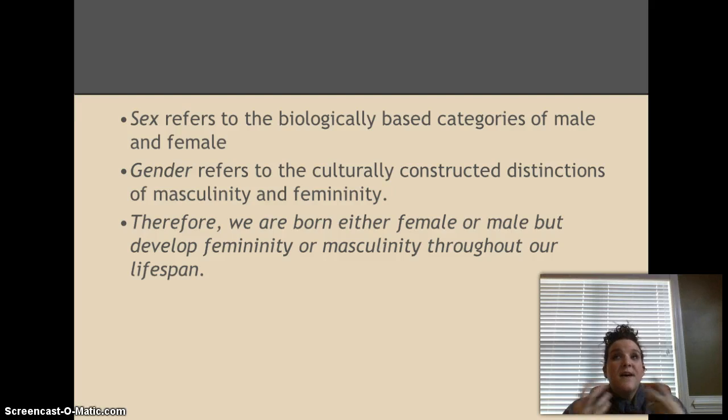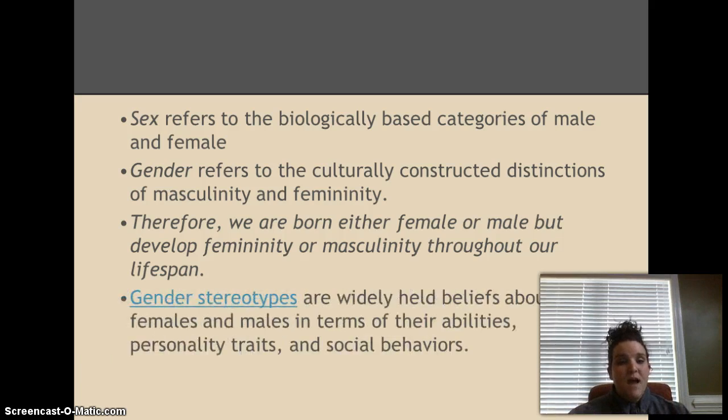But developing into a woman, developing those feminine characteristics, developing into those masculine characteristics, that's your gender, and that we choose. And so they develop throughout our lifespan, and you can be a very masculine female, or you could be a very feminine male. But again, sex is biological, gender is more of that nurture. What do we want to be?